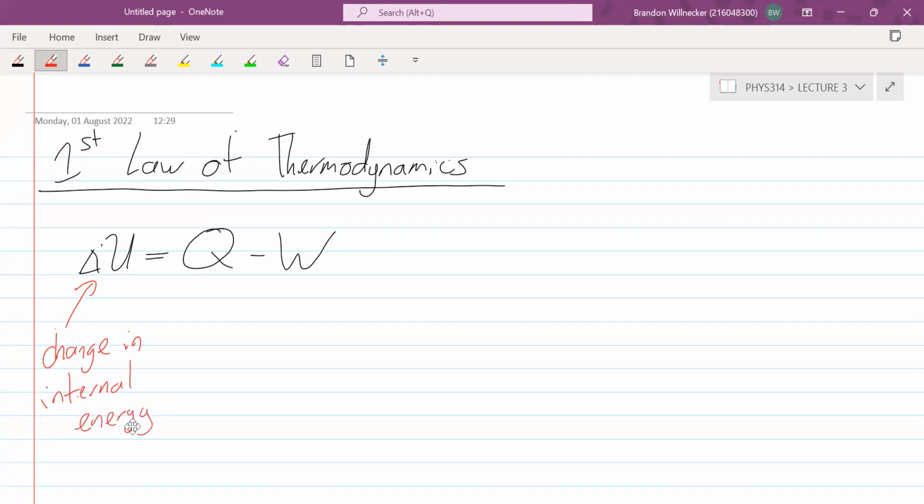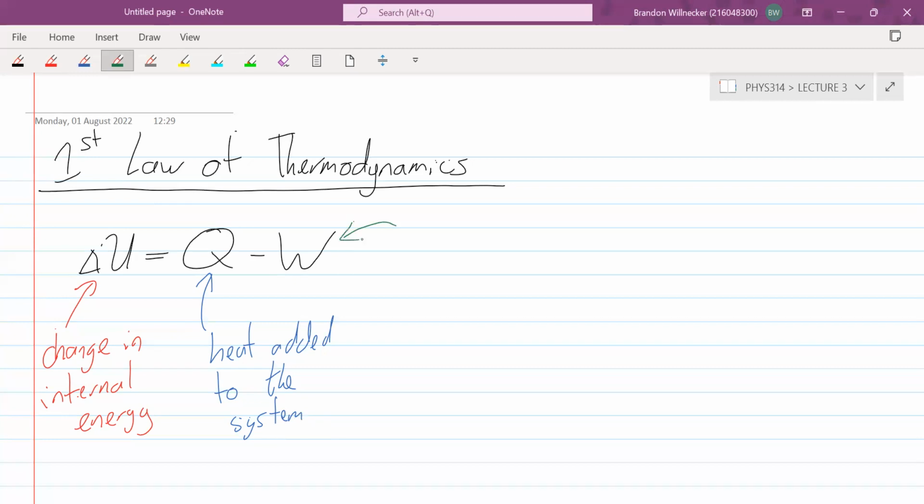Okay, so I'm going to explain all these things. So I just want to give them names for now. Q is heat added to the system. Okay, so you can see here Q, if I add in heat to the system, then the internal energy goes up. Okay, because if Q is positive, delta U is going to be positive, and so the energy goes up.